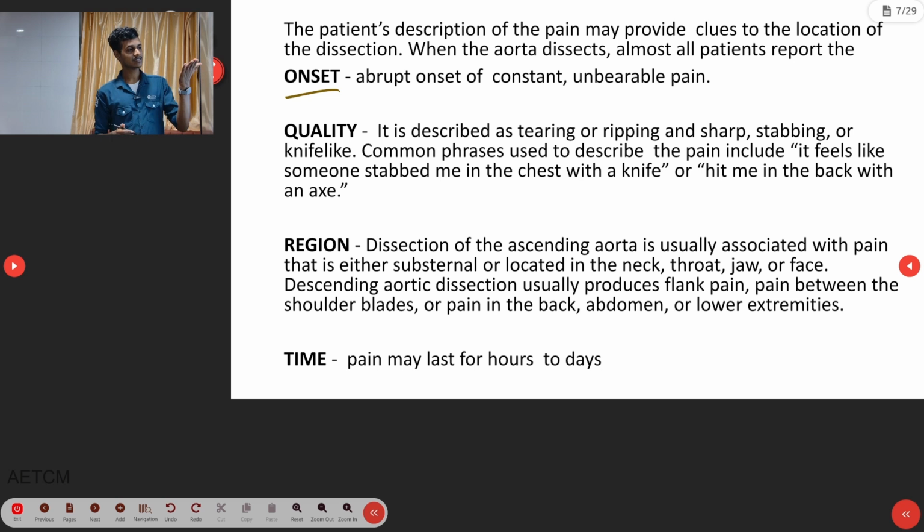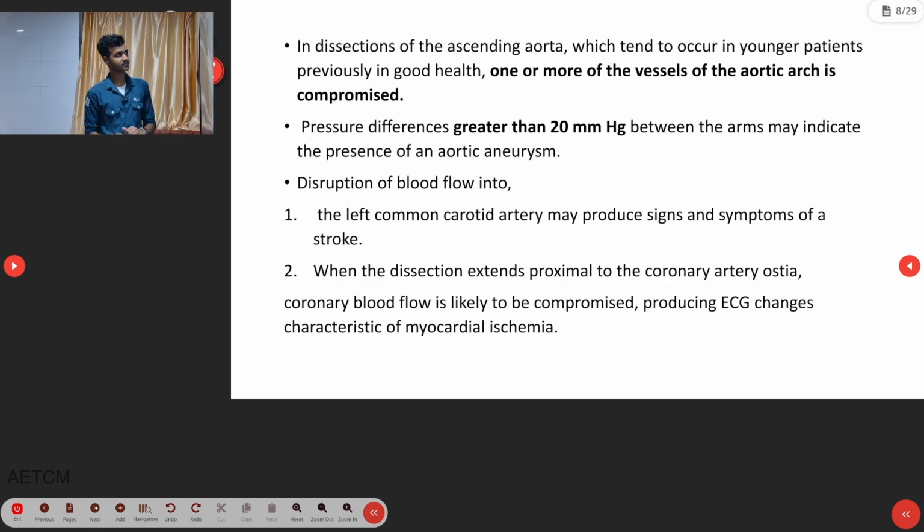Region wise, again it is based on the location. If it is happening in the ascending thoracic aorta, the person will complain of pain over the substernal area, or located in the neck, throat, jaw or face. If it is a descending aorta dissection, the person will complain of pain over the flank region or interscapular region, or pain in the back, abdomen or lower extremities. Time wise, pain may last for hours to days.